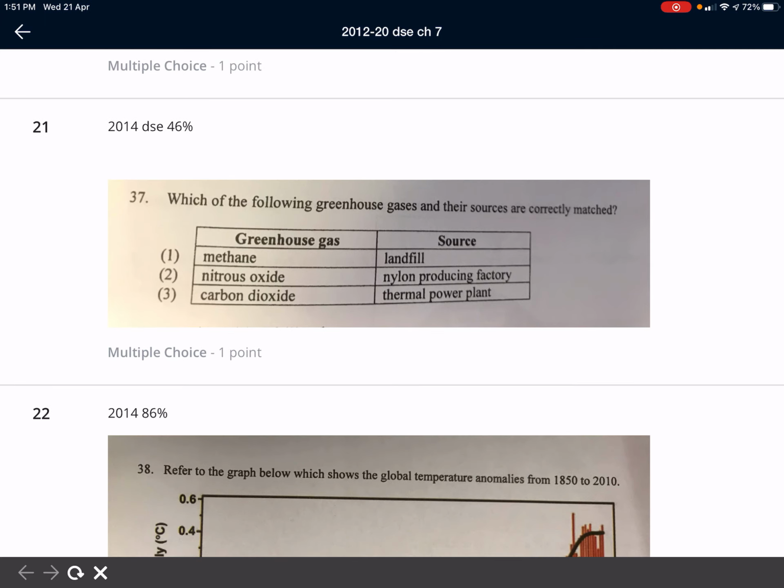Number 21, which of the greenhouse gases and their sources are correctly matched? First of all, methane. Is it produced by the landfill? True. Number 2, nitrous oxide, which is produced by the nylon producing factory. Is it the case? Also true. Number 3, carbon dioxide. Is it made by the thermal power plant? Also true. So all of them are correct. I don't think there's a great problem here, but I don't know why half of the candidates at that time got it wrong. But you should know it through the teaching day by day.